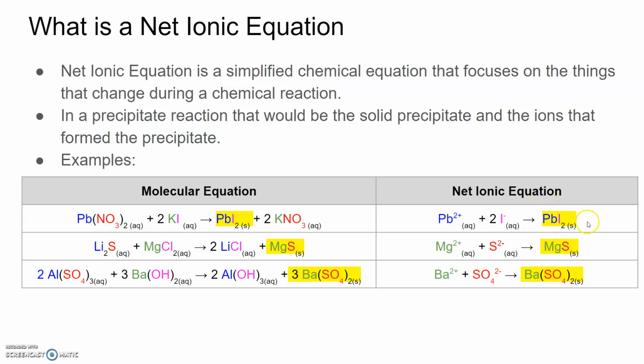So notice how in all of the net ionic equations we have our precipitate. I highlighted those in yellow just so we can keep track. Precipitates are our solids. And then the other thing we have in the net ionic equation are the ions that were used to make that precipitate. The same thing can be said for the second example. Our precipitate is magnesium sulfide, so the net ionic equation will contain magnesium ion and sulfide ion. For the last one, the precipitate is barium sulfate, so the net ionic equation will contain the barium ion and the sulfate ion, and of course the precipitate.